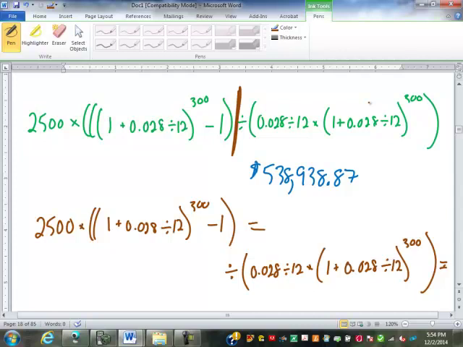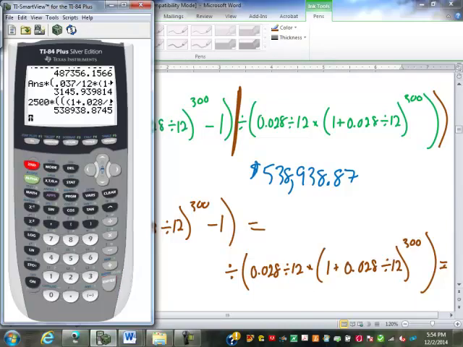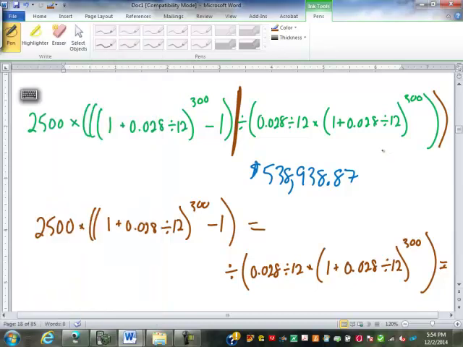Technically, there should have been another closed parentheses here, shouldn't there? Let me try it, see if that changes anything here. Nope, the calculator figured it out. Okay. But yeah, there should have been another closed parentheses there technically in the long formula.